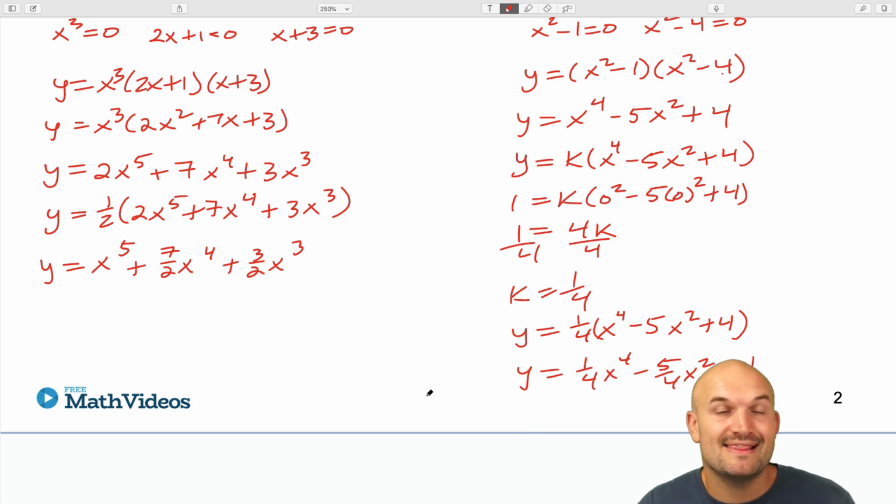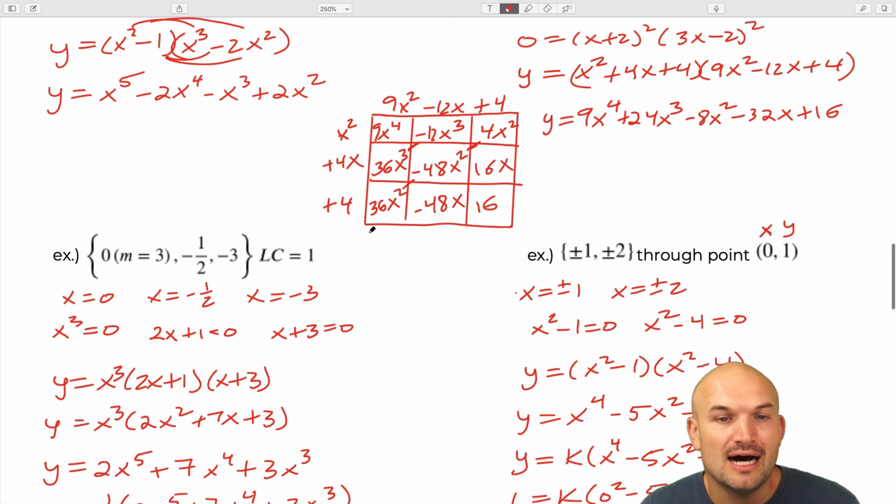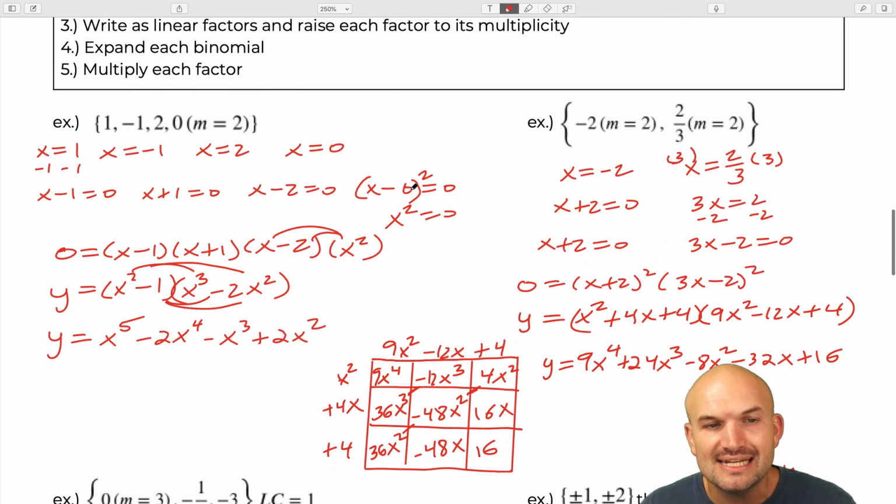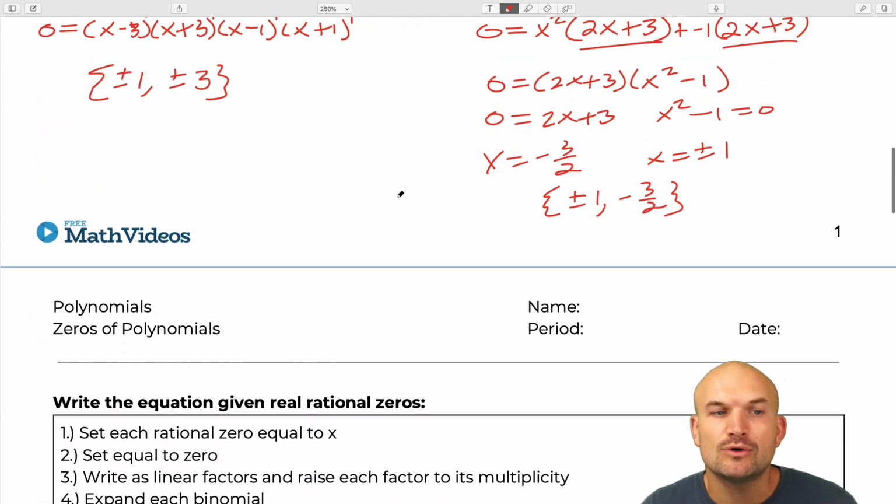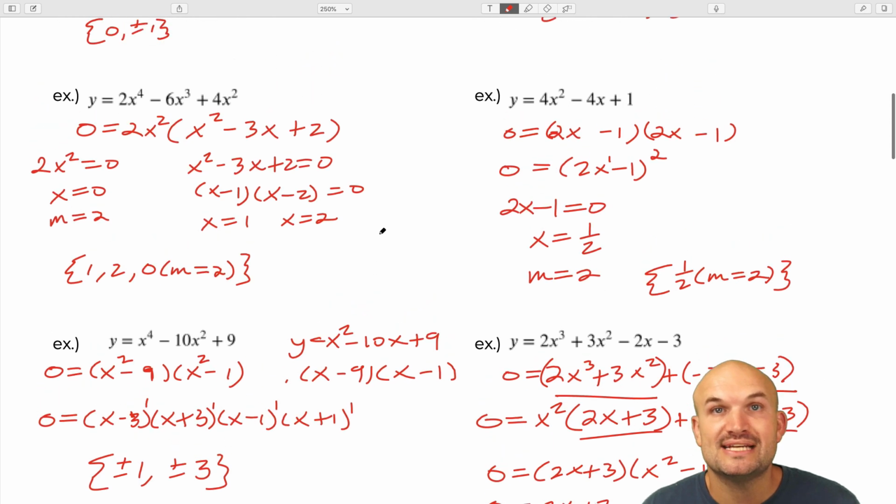So there you go, ladies and gentlemen. That is how you write the equation when given the zeros and the multiplicity, as well as how you find the real rational zeros by using factoring.